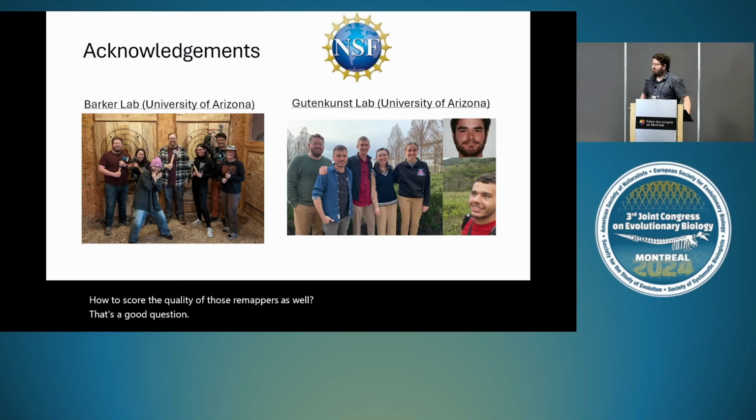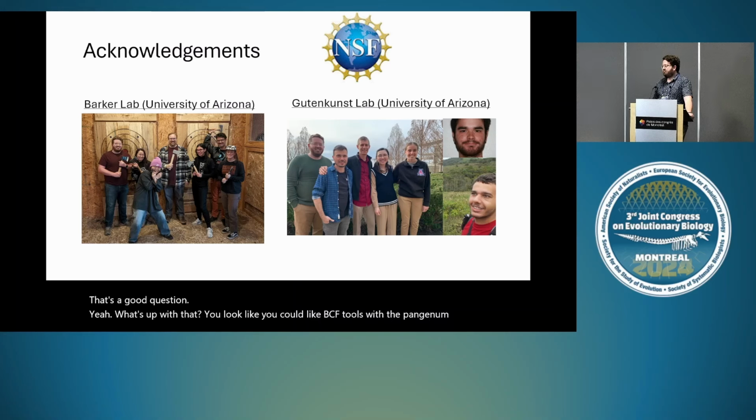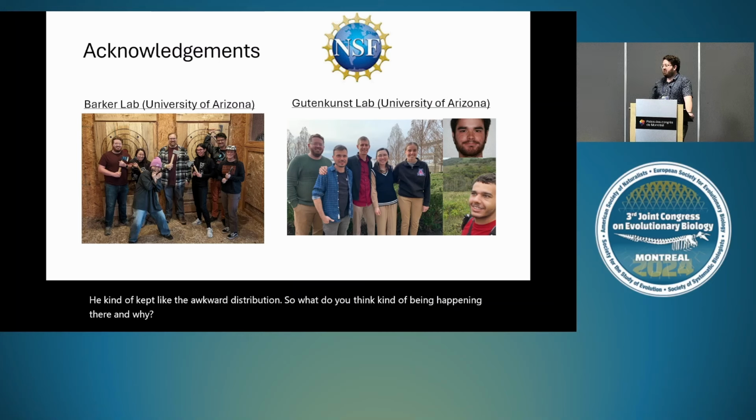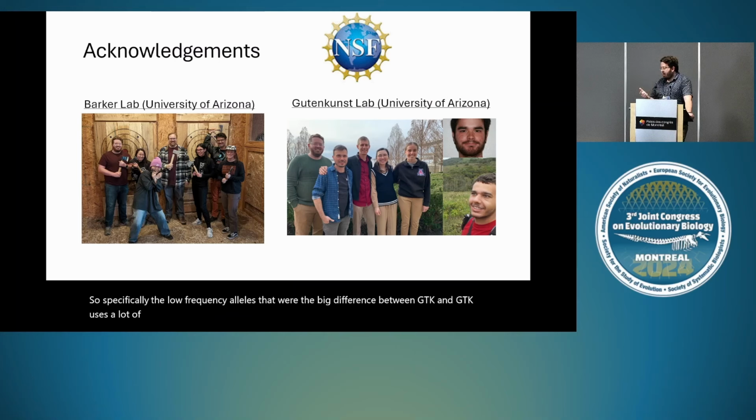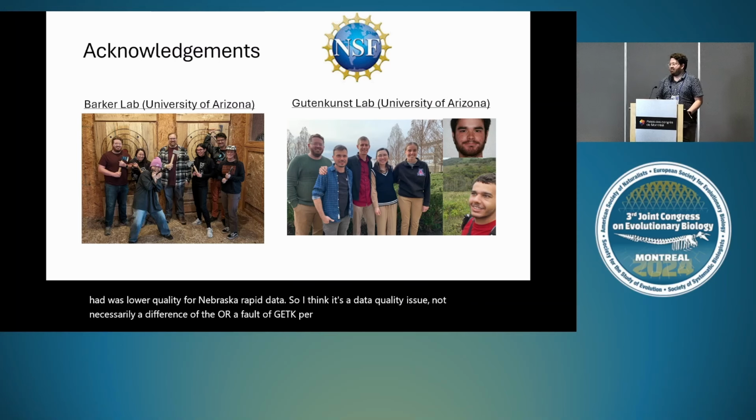What's up with GATK? Did it look like BCF tools with the pangenome could resolve some of those site frequency spectrum issues that you're looking at, but GATK kind of kept the awkward distribution? So what do you think is happening there, and why are the different callers having different effects? Yeah, so it was specifically the low frequency alleles that were the big difference with GATK. And GATK uses a lot of properties like the read mapping quality or the base quality scores of the data, whereas BCF tools just cares about read counts for the most part. And so the input data that we had was lower quality for the Nebraska Rapid data. So I think it's a data quality issue, not necessarily a fault of GATK per se. Okay, thank you.